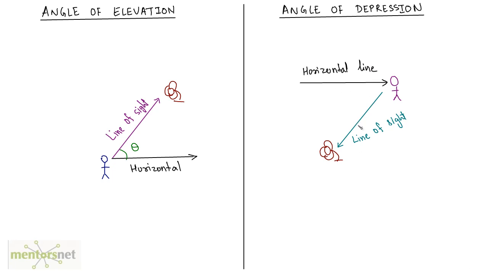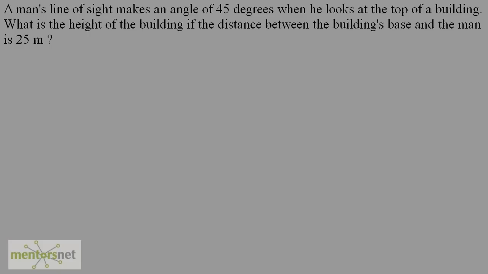Now what is the angle of depression? Well, the angle of depression is the angle made by the line of sight with the horizontal line, in which the line of sight is looking downwards. Okay, so the concept is pretty simple. When you look upwards, you make an angle of elevation, and when you look downwards, you make an angle of depression, right? Now let us solve a problem.